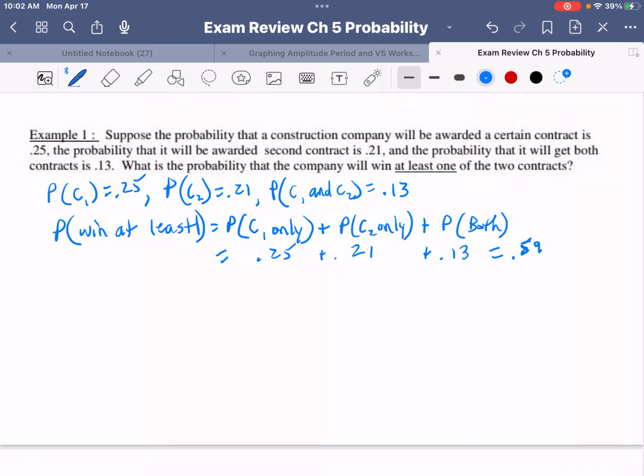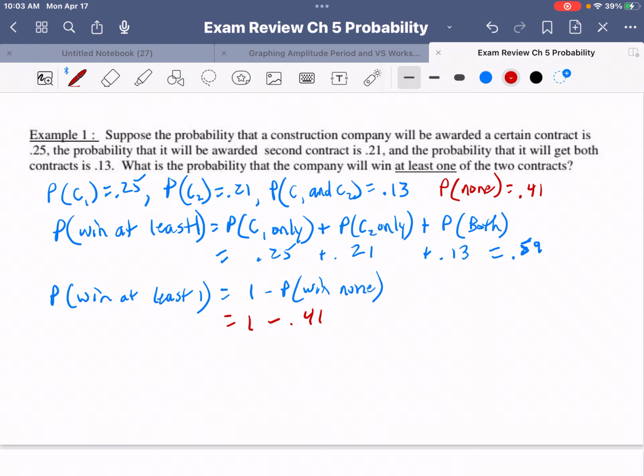0.59, 59%. Now, remember that the probability of winning at least one is also always equal to 1 minus the probability of none. And so you could have come back up here and said the probability of winning none, and you could have figured that out to be 0.41. And so then you would have been down here 1 minus 0.41, and the answer is still 0.59. Sometimes you'll see in another example that plays to your advantage to use the complement rule.